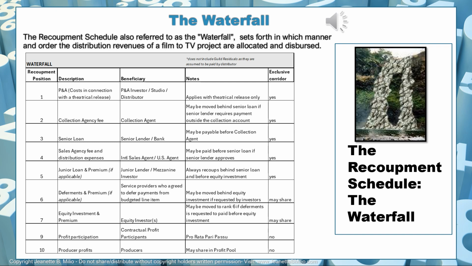And ideally, what you would want to do is you do not want the P&A costs to be recouped from the international distribution revenues. You want to keep the recoupment corridor within the box office from the US to keep the international waterfall clean, so to speak. So next in line in the recoupment position would be the collection agent with their collection fee, which is charged based on what ends up being collected in the collection account.